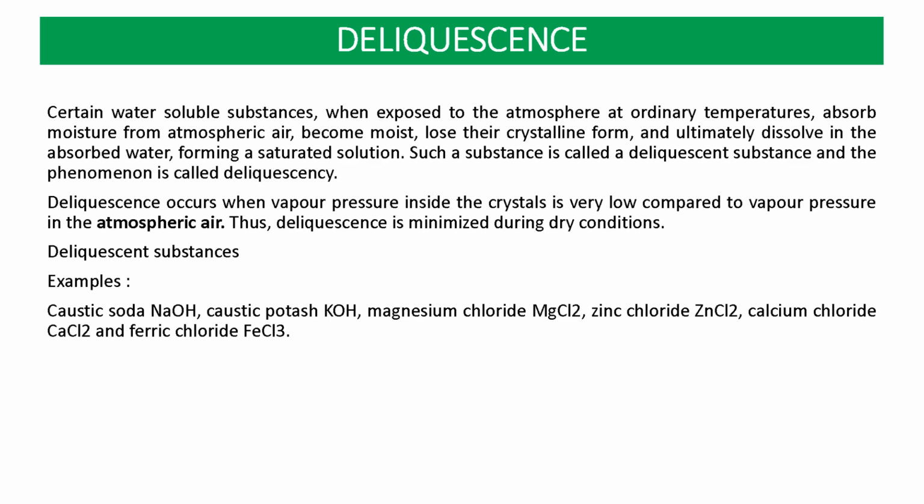So what are the deliquescent substances? There are examples: caustic soda, NaOH, caustic potash, KOH, magnesium chloride, MgCl2, zinc chloride, ZnCl2. These are examples of deliquescent substances.